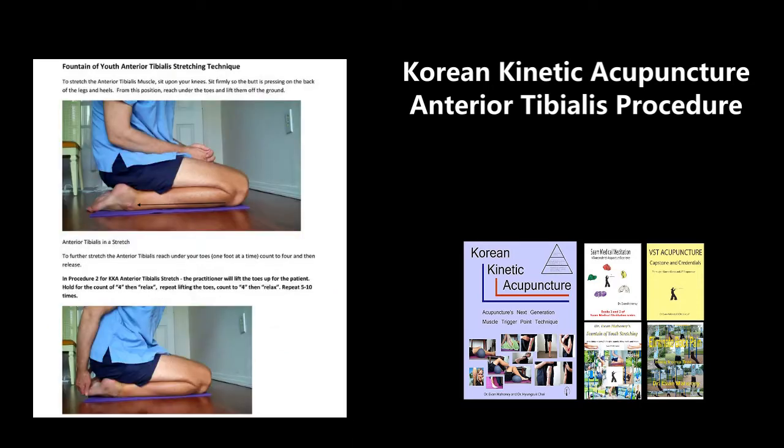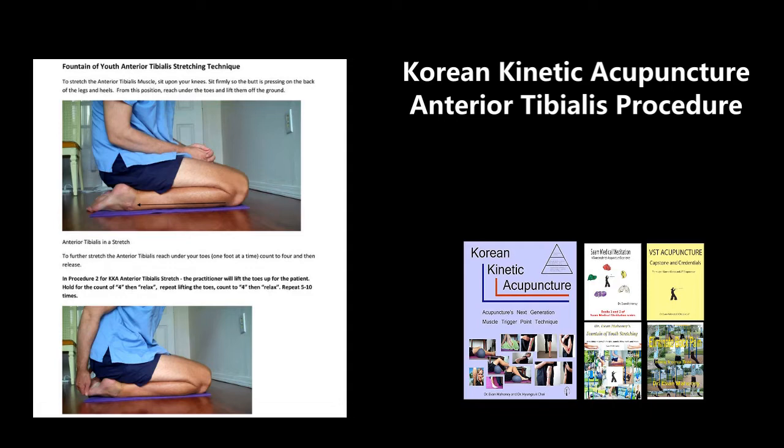Okay, now this is another example of this stretch. And then I do this myself. You can do this yourself. So to stretch the anterior tibialis, sit upon your knees. Sit firmly so the butt is pressing on the back of the legs and heels. From this position, reach under the toes and lift them off the ground. You're going to reach behind you to lift the toes.